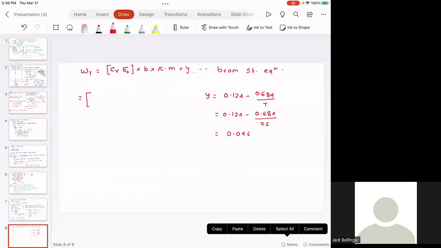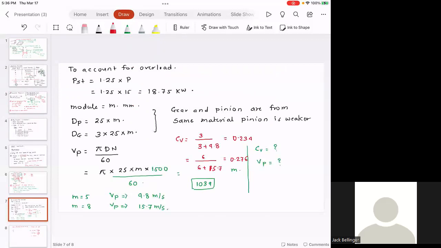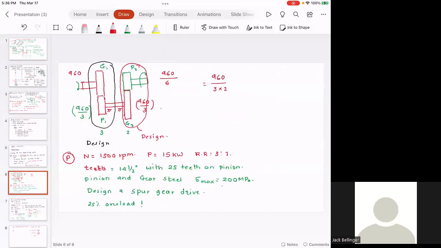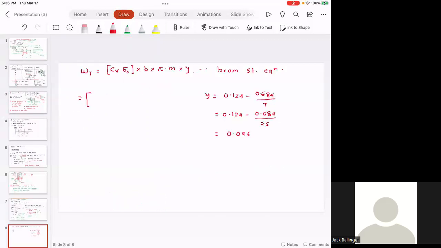And I'm going to write down the values that I know. So sigma, the maximum strength for this particular problem, is given as 200 megapascals. So this is 200 multiplied by B multiplied by pi multiplied by M that we don't know, multiplied by 0.096. WT is the tangential force, and this is where the things become interesting.